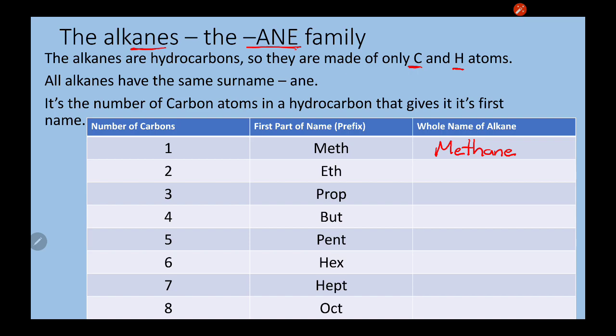So let's look. If you've got 2 carbons and you're an alkane, then your first name is eth. And of course you're an alkane, so your surname must be ANE. And the same goes for each of these. So pause the video just now and try and fill in each of these. You will find a table in your notes which has all of this in it. Try and fill in all the names of the alkanes. Pause the video. I'll go ahead and do that just now.